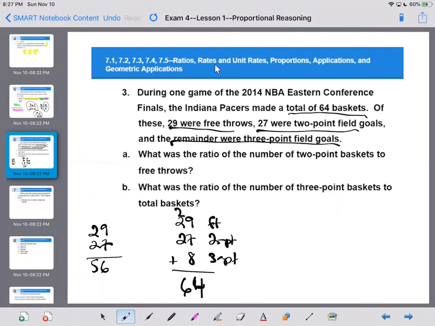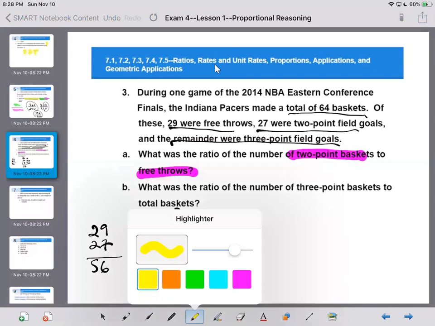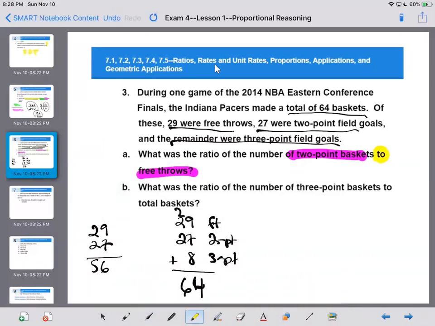So what's the ratio of the number of 2-point baskets to free throws? Notice that word to in between. Okay, number of 2-point baskets would be 27. And what you're doing is you're comparing that to the number of free throws, which would be 29. So 27 would be the 2 point, and 29 were the free throws. So 27/29 would be correct.